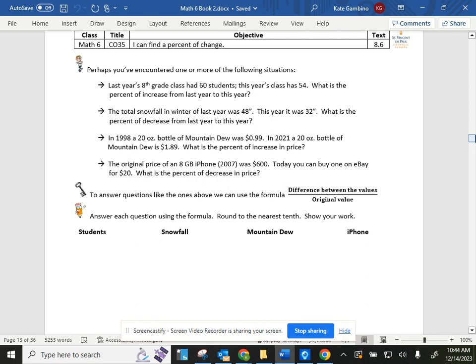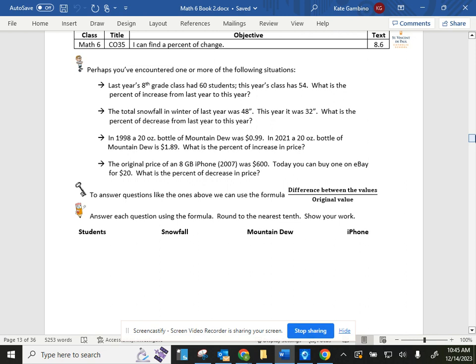Last year's 8th grade class had 60 students. This year's class only has 54. What is the percent of increase from last year to this year? That would actually be a decrease. But the total snowfall in winter of last year was 48 inches. This year it was 32 inches. What is the percent of decrease from last year to this year?